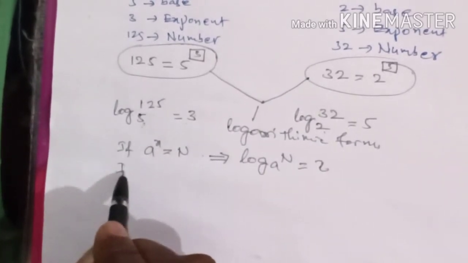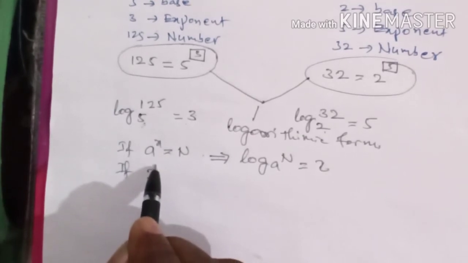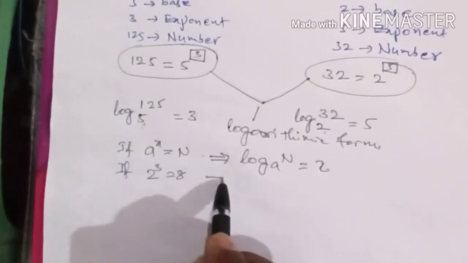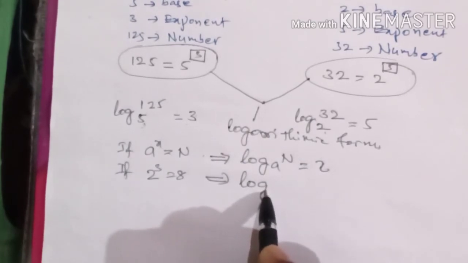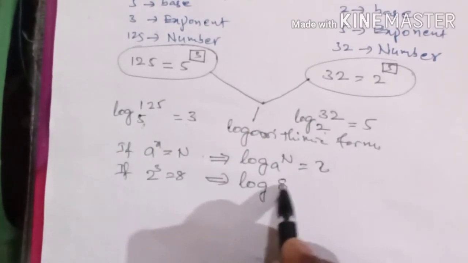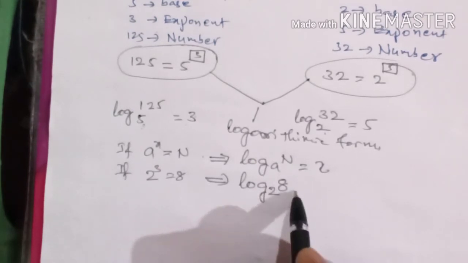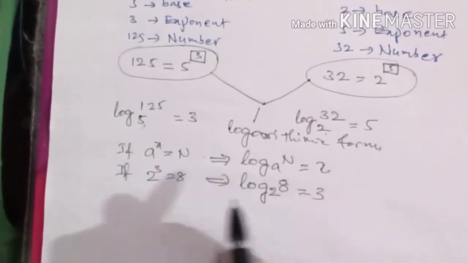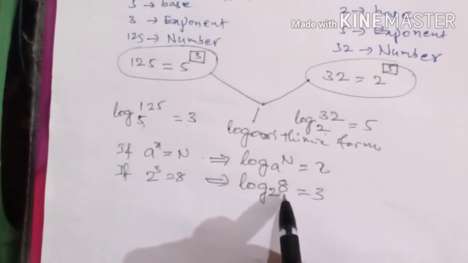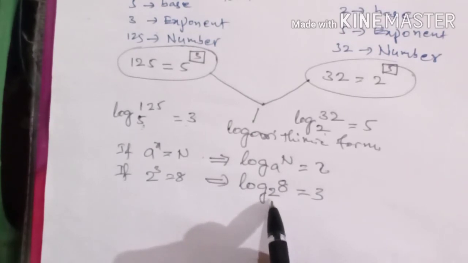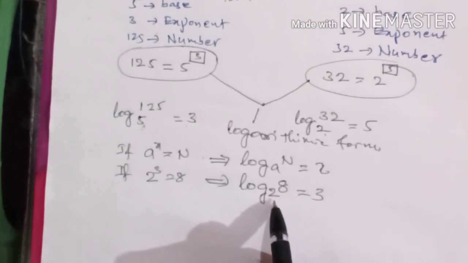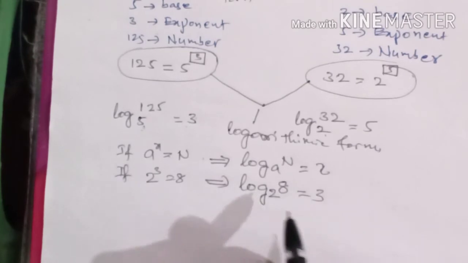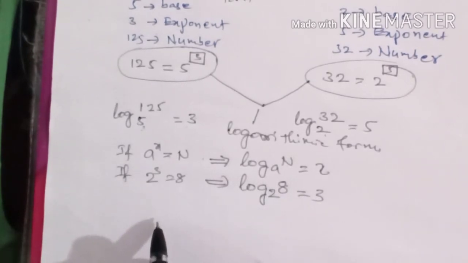In the same way, if 2 cube is equal to 8, its logarithmic form is log 8 to the base 2 is equal to 3. The given number is 8 and the other number is 2. So 2 cube is equal to 8.